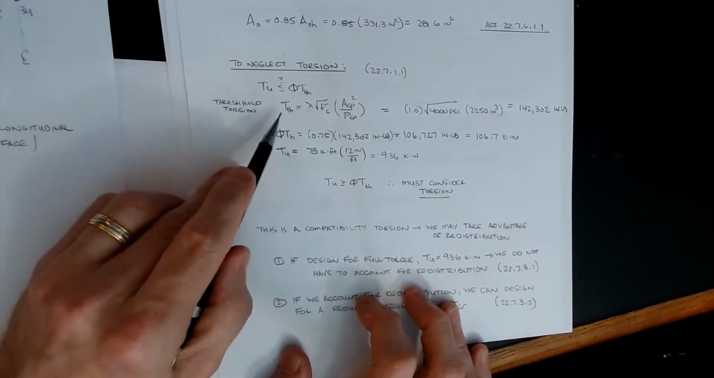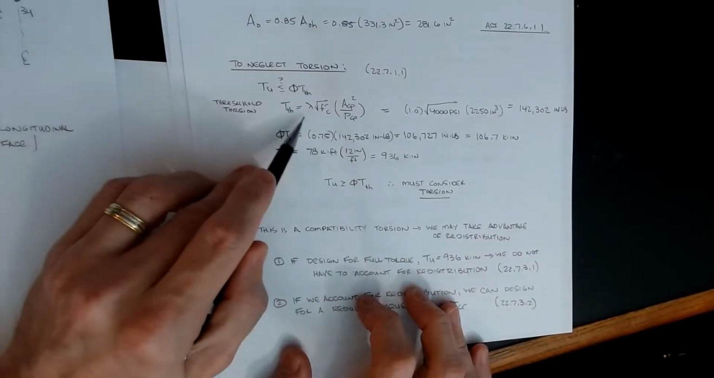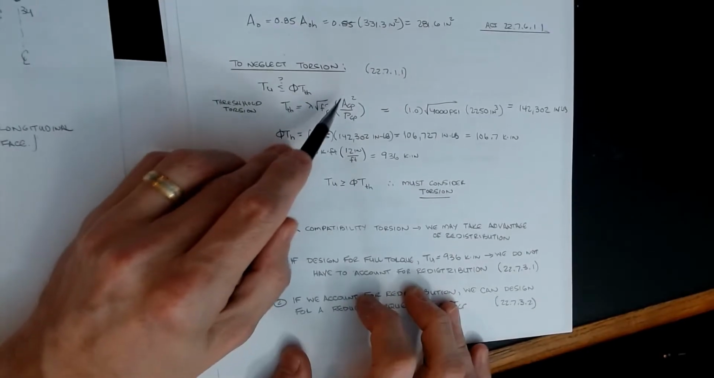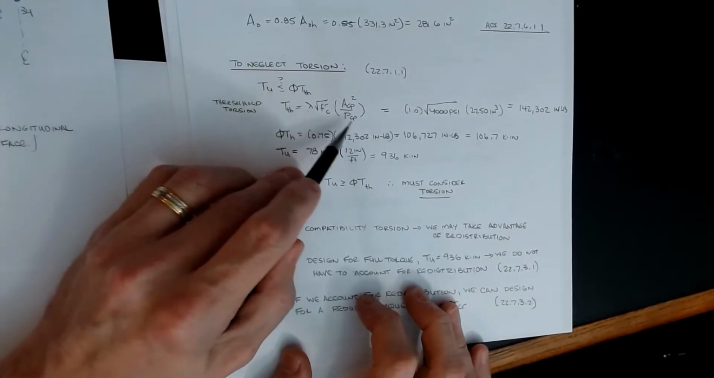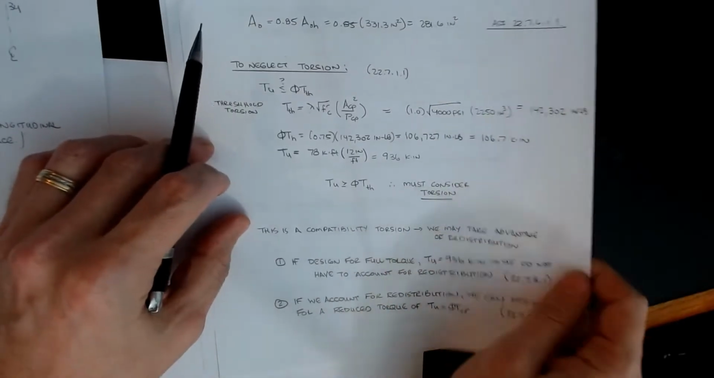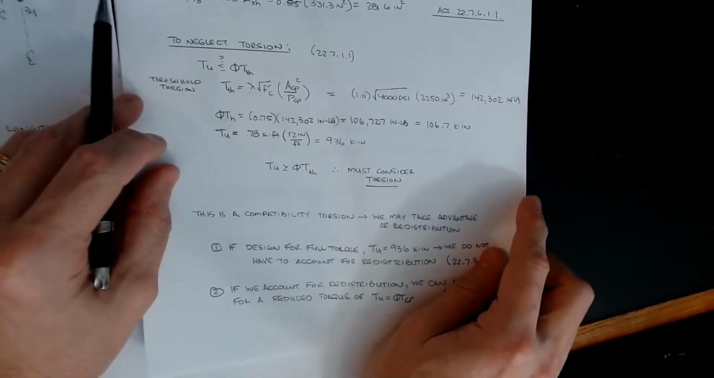So this threshold value, T sub TH, is given as lambda times the square root of F prime C times that ratio ACP squared over PCP. So all I've done is I've gone in and I've calculated that value.